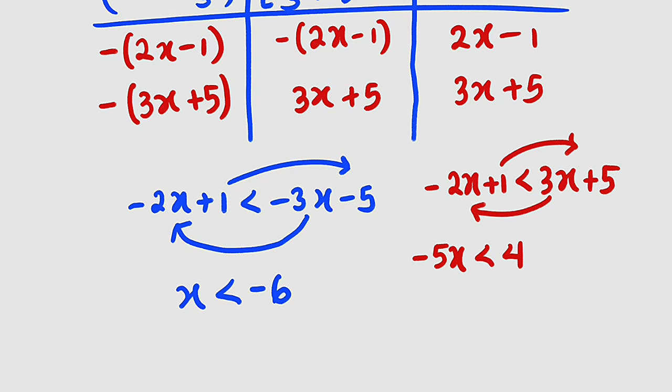You divide both sides by negative 5. x is greater than negative 4 over 5. Remember to change the direction of the inequality whenever you divide or multiply both sides by a negative value.